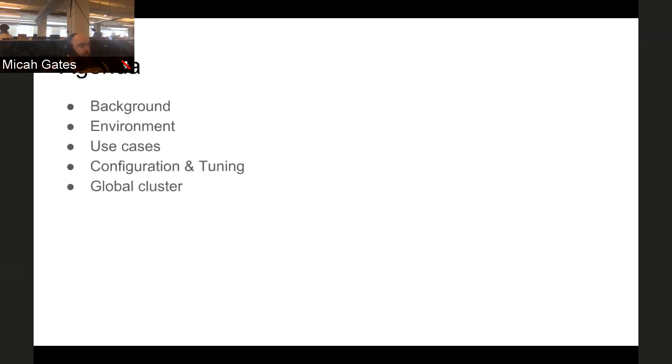So just go over some background, the environment we're working in, the different types of use cases that we're currently using etcd for, how we configure those and tune based on the use cases, and then a little peek at our next steps, some more use cases we're exploring and how we're testing out etcd.